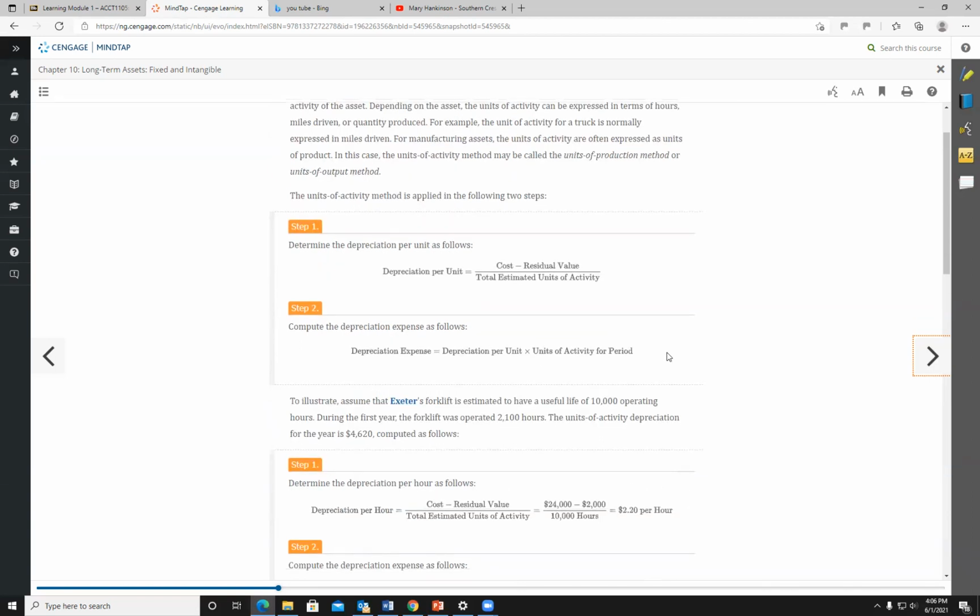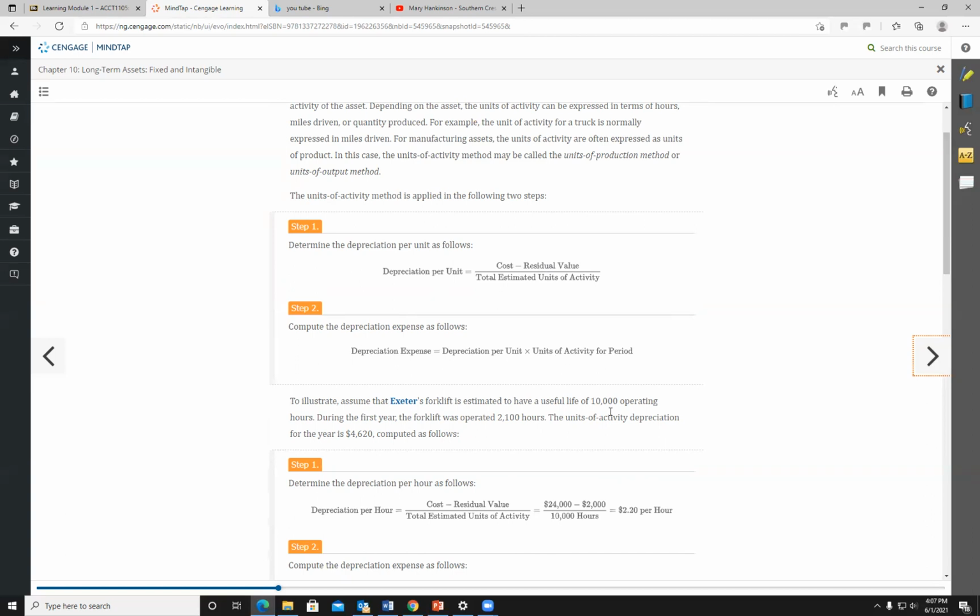So let's look at step one. Step one, determine the depreciation per unit as follows. So here's your basic equation. The depreciation per unit equals the cost minus the residual value, which is similar to the straight line method. But instead of dividing it by its useful life, we're going to divide it by the total estimated units of activity. To compute the depreciation expense, we will then take the depreciation per unit times the units of activity for the period. So that's worded odd.